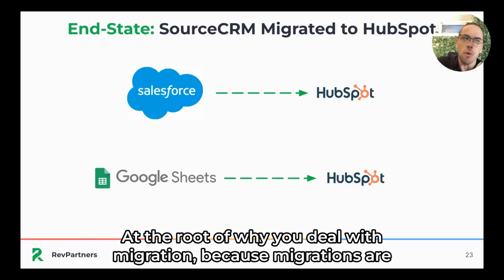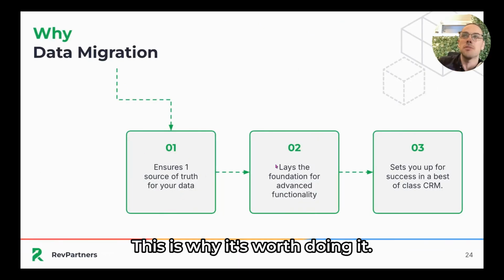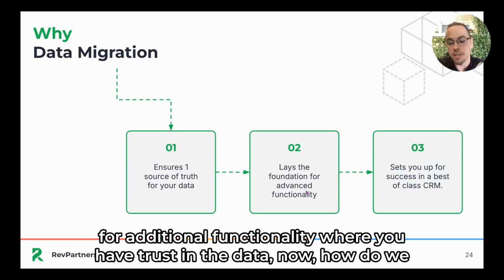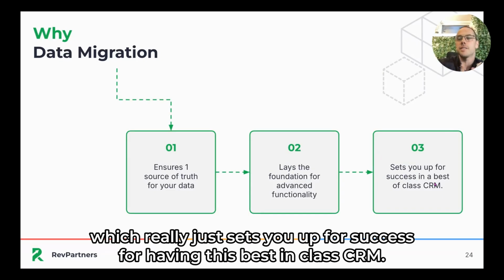At the root of why you deal with a migration, because migrations are hard no matter what, is you want to have one singular source of truth. This is why it's worth doing it. And by having that singular source of truth, it gives you that foundation for additional functionality where you have trust in the data. Now, how do we streamline the time and make things more efficient for our team members, which really just sets you up for success for having this best-in-class CRM.